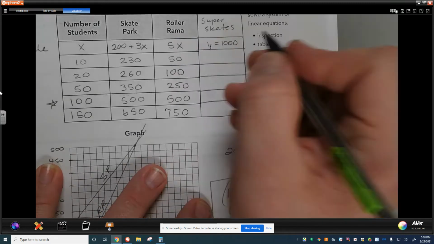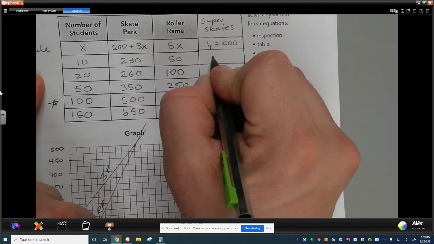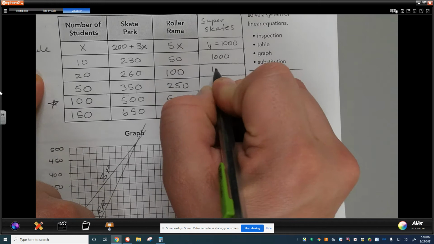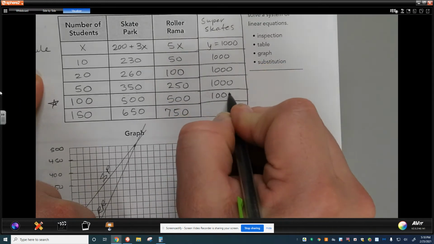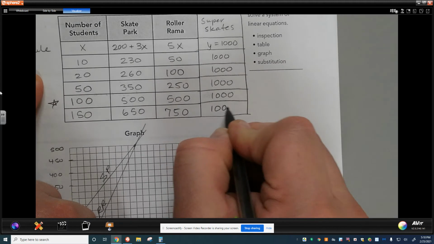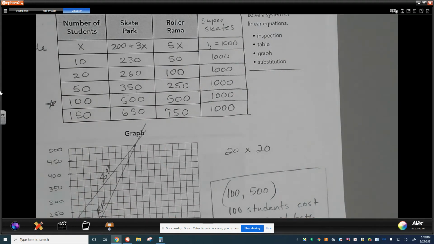And since y equals 1,000, then if 10 skaters show up, it's $1,000. If 20 show up, it's $1,000. 50 show up, $1,000. 100, it's $1,000. 150, it's still $1,000. Wow. So no matter what, we've got $1,000 for whatever we do.